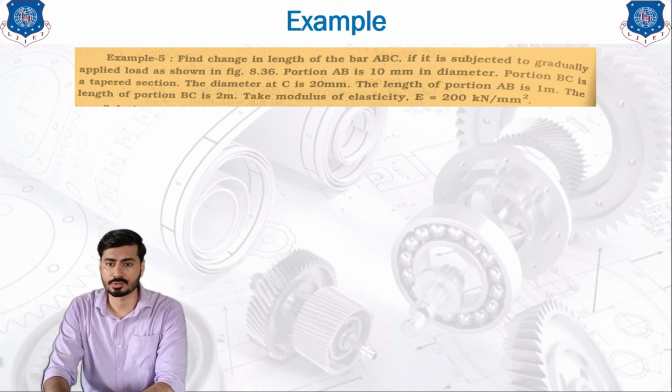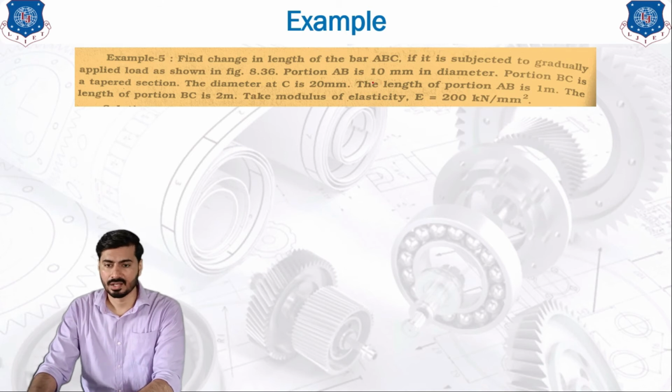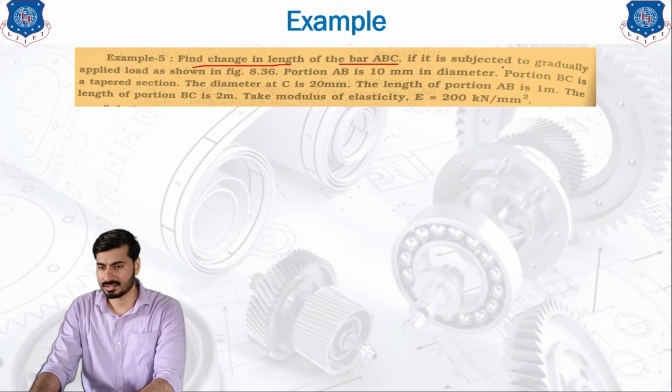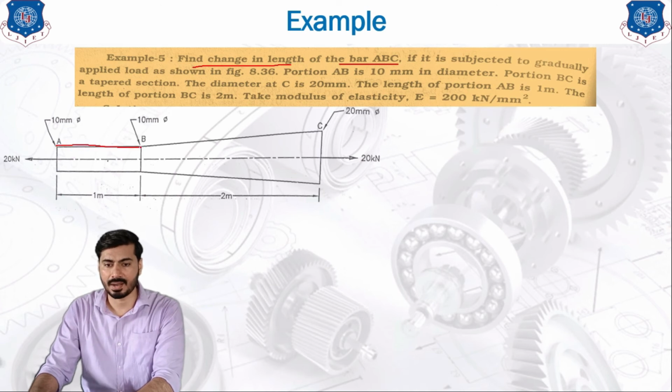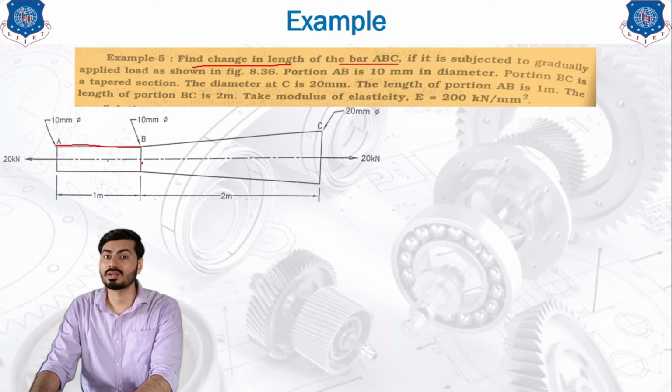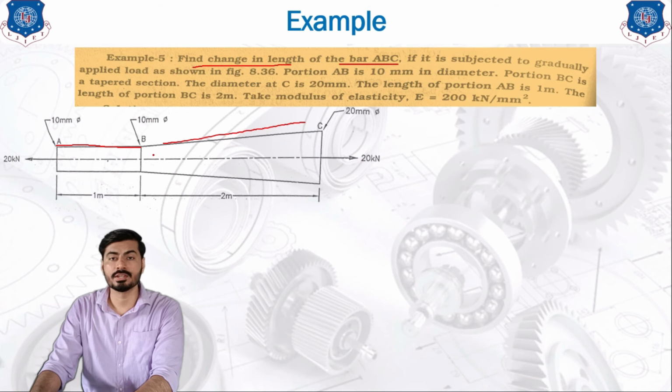The given data is on your screen. Let's read out this data. The data says: find the change in length, that means delta L, of the bar ABC if it is subjected to a gradually applied load as shown in the figure. In this figure you can see that the AB part is a uniform, non-varying section, but the BC part is a varying section, where you can see there are two different diameters. Here at B the diameter is, let's say, D1, and at C the diameter is different. So we need to calculate the change in length using the formula which we derived in the previous slide.